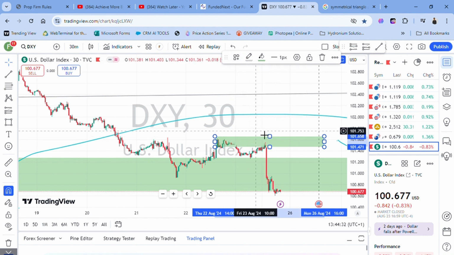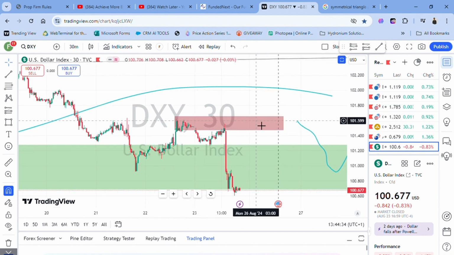This is a supply level. If this supply level is broken, then we're looking to buy US dollars. That is to say, we're looking to sell gold, Euro USD, GBP USD. We're looking to sell them if DXY should buy, and that's how you make market correlation and market analysis.